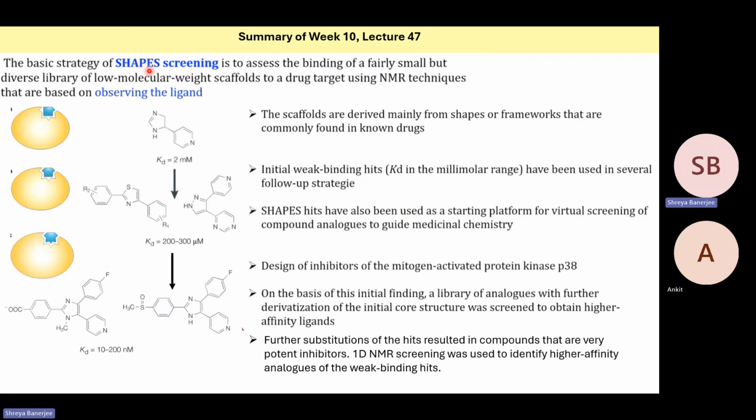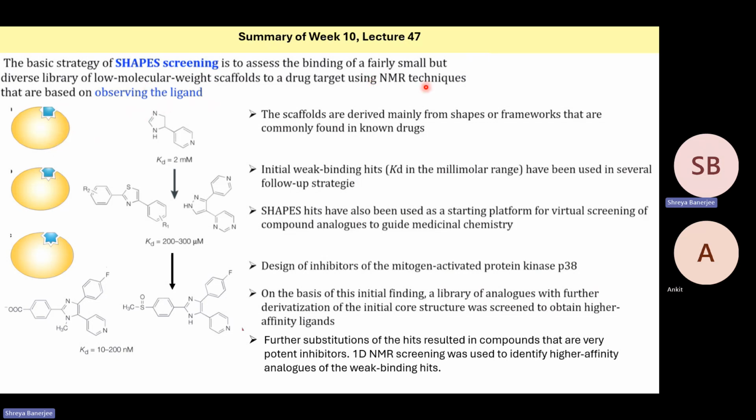Now, in this strategy that we have discussed, there are some subparts, one of which is called shape screening. In shape screening, what is done is we assess the binding of a fairly small but diverse library of low molecular weight scaffolds to a drug target using NMR techniques that are based on observing the ligand. So when we talk about ligand based NMR techniques, we are not labeling the protein and we are not labeling the ligand also. We are observing the ligand to find out whether it is binding to the protein or not.